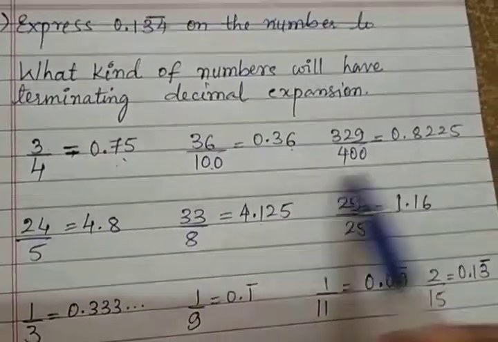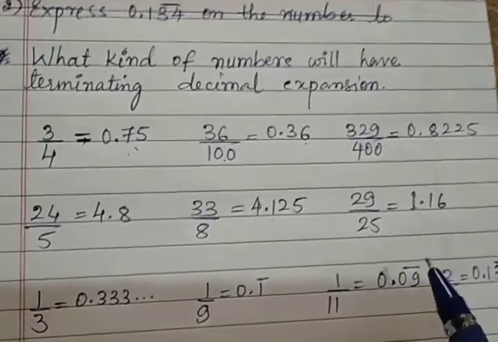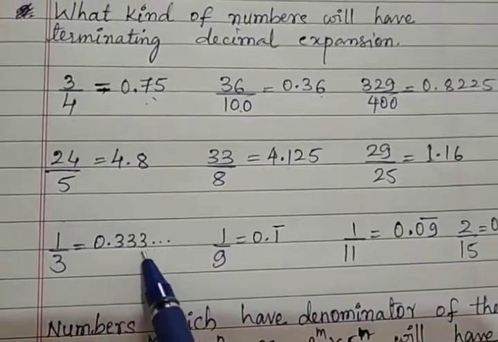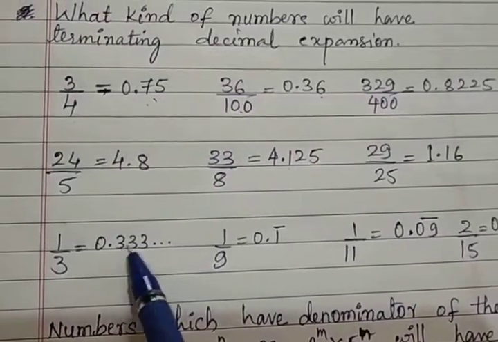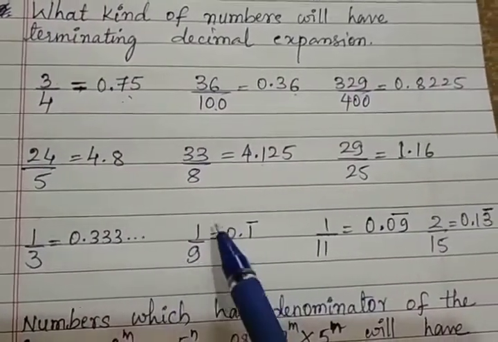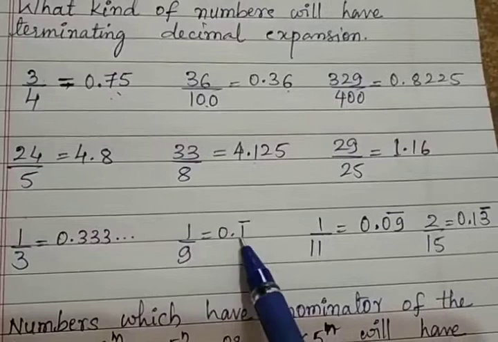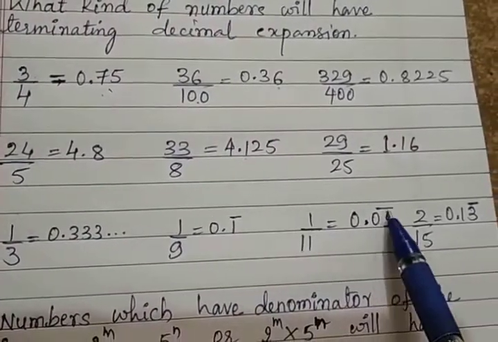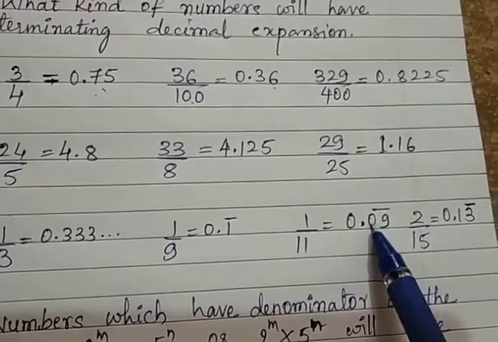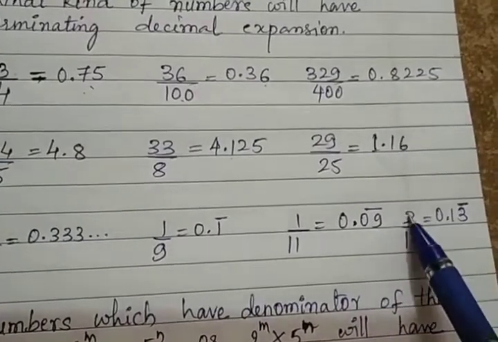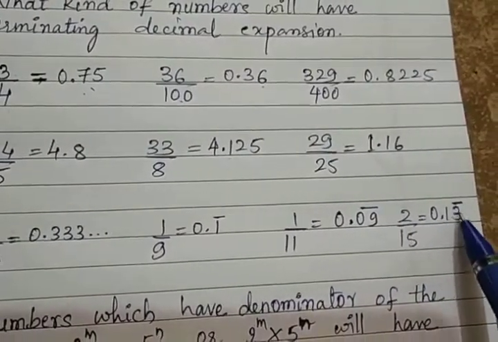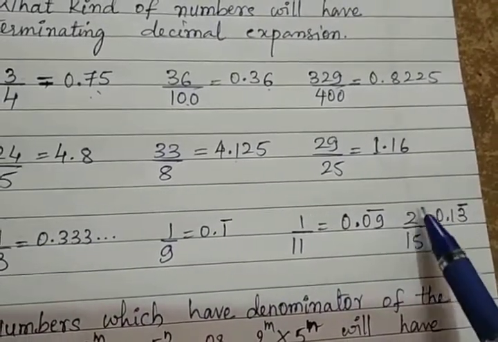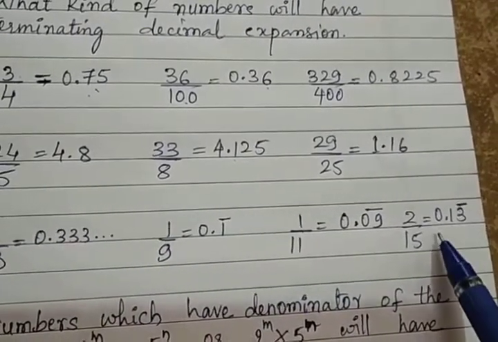These all are having terminating decimal expansion, whereas here you observe 1 by 3, 0.333 dot dot dot. That means 3 is repeating infinite times. 1 by 9 is 0.1 bar. 1 by 11 is 0.09 bar. That means 09 is the repeating block of digits. 2 by 15 is 0.13 bar. The bar is only on 3, so 1 is not repeating. This is a kind of mixed recurring decimal expansion.